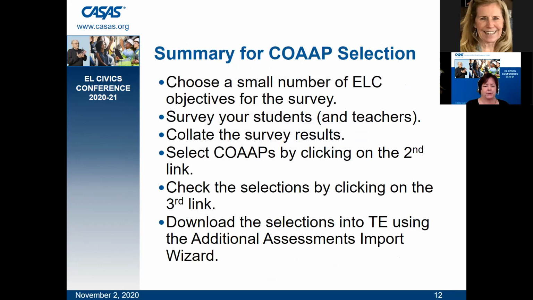Okay, so quick summary now. For CoApp selection, you're going to choose a small number of EL Civics objectives for the survey. And you're going to survey your students and teachers, and any community members you want to add in. You're going to collate those survey results and select the CoApps by clicking on the website and going to the second link. Remember, you have to be logged on. Then you check the selections by clicking on the third link and download the selections into TE using the additional assessments import wizard.